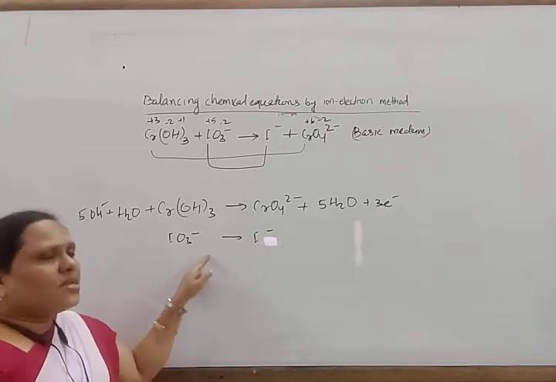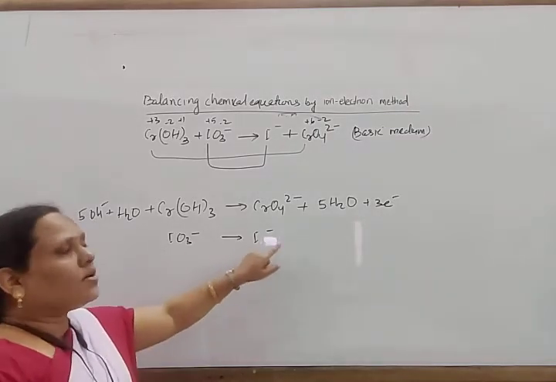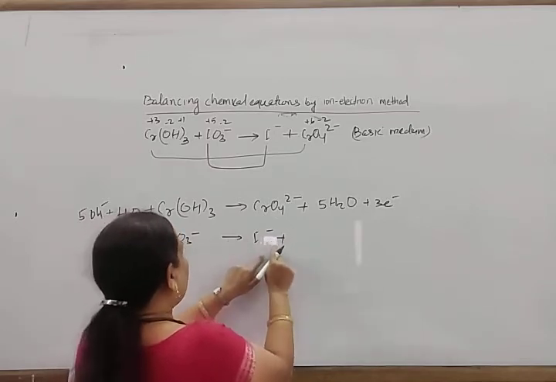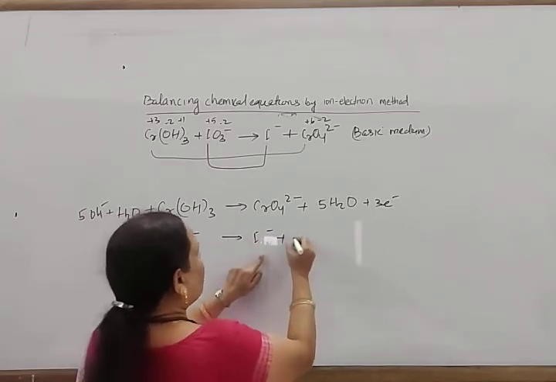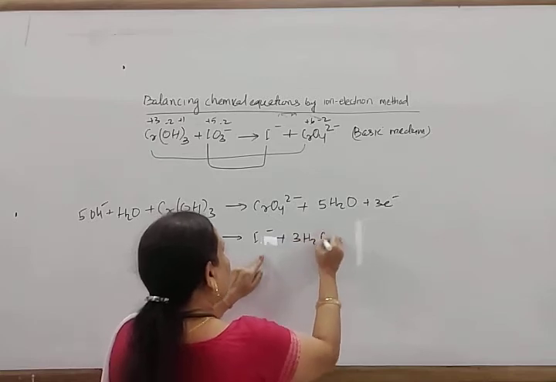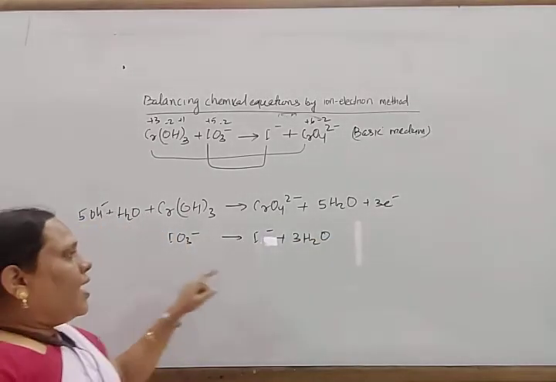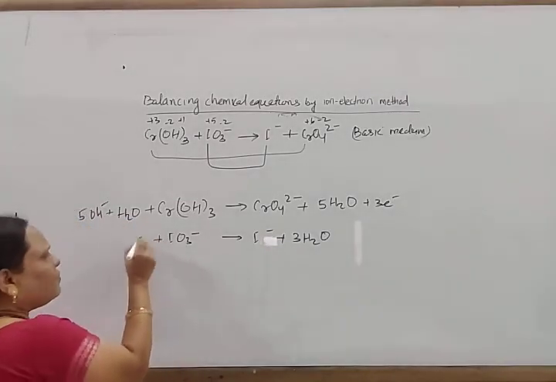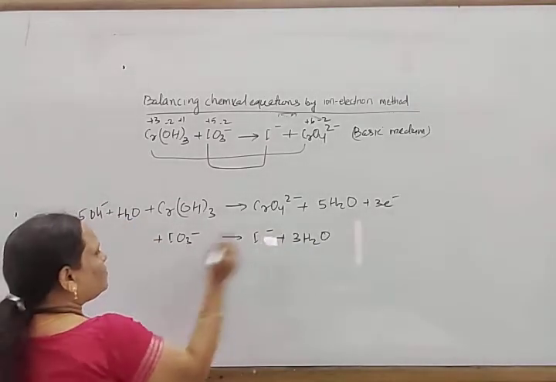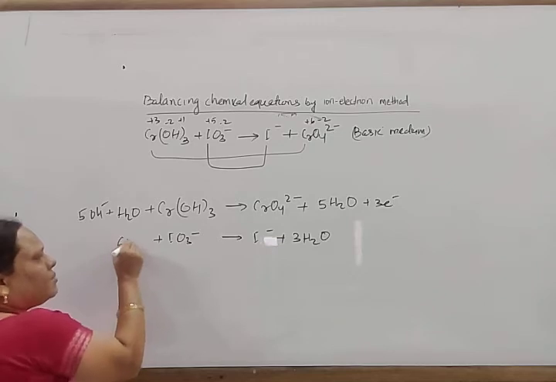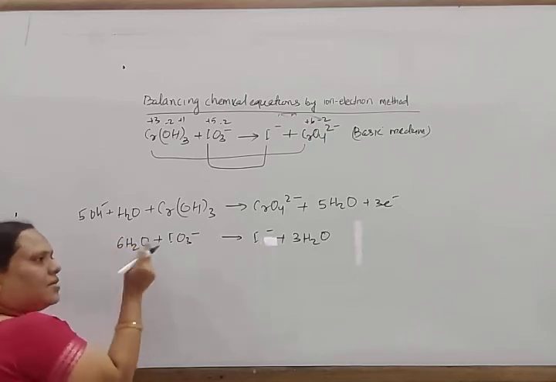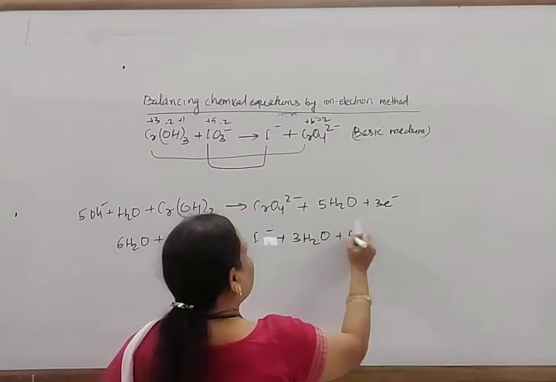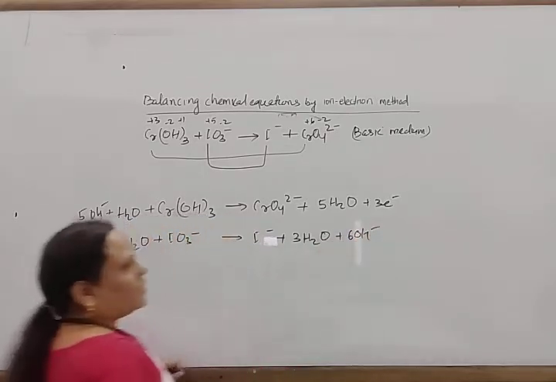Next, IO3 minus to I minus. Again, here oxygen is deficient. To fix the deficiency, I have to add water molecules. So first I have to add 3 water here. And more hydrogens are there. As there is more hydrogen, that means adding water molecules again. So 3H2O, 6H are there. In this I have to add 6 water molecules on the other side. At the same time, again I have to add that number of OH minus ions.